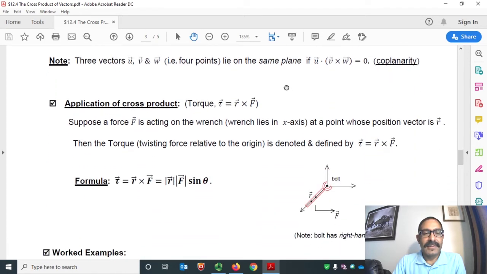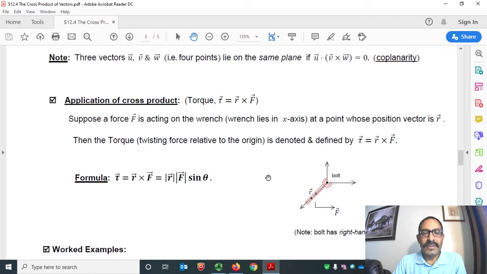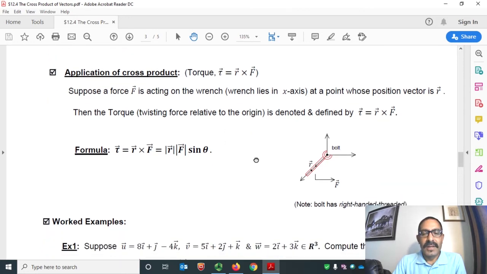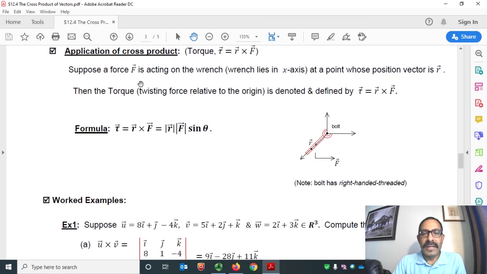Next, application of the cross product. We define the torque using the cross product. Suppose force F is acting on a wrench that lies on the x-axis. Here, the bolt is here. At a point whose position vector is r, the torque, the twisting force, is denoted by tau. Tau equals r cross F.